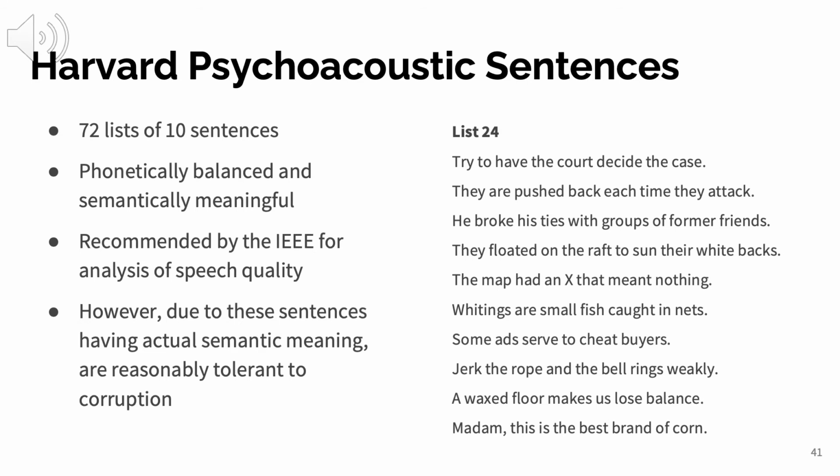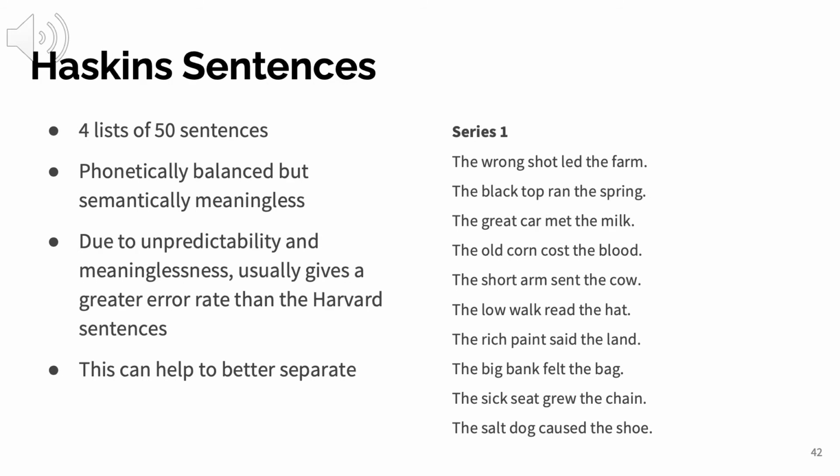So these sentences are tolerant to corruption in that way. The main alternative to that is the Haskins sentences, where they are phonetically balanced in the same way, but they're all semantically meaningless. So you get phrases like "the black top ran the spring." And while that might be grammatically and syntactically valid, it doesn't mean anything. It doesn't necessarily evoke an actual real world image.